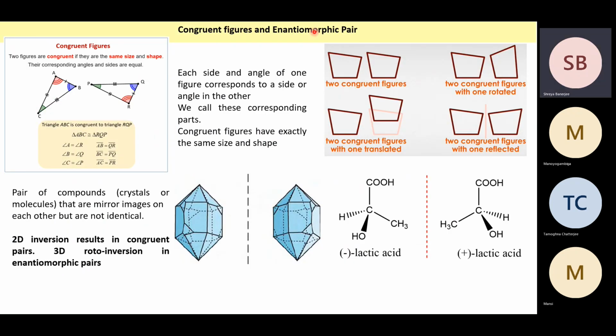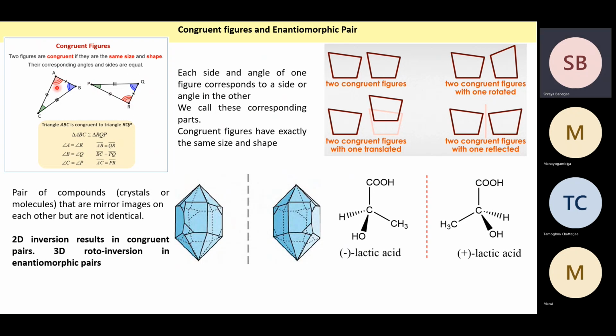Now there is a difference between congruent figures and enantiomorphic pairs. So two figures are congruent if they have the same size and shape. So the corresponding angles and sides must be equal. So if you have two triangles, ABC and PQR, AB equal to QR, BC equal to PQ, and AC equal to PR. But simply that is not enough.